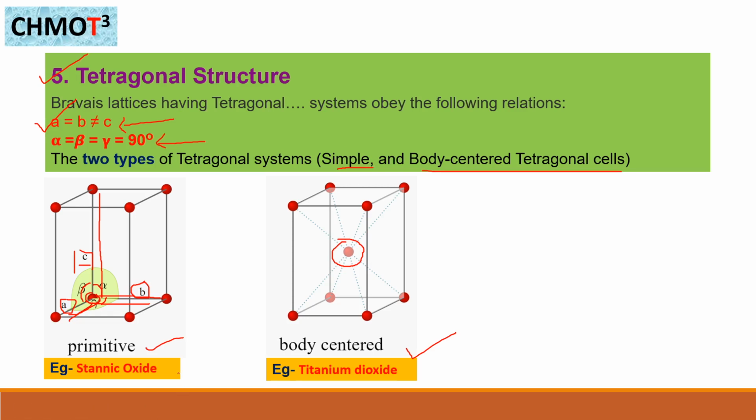Stannic oxide is the famous example of primitive or simple tetragonal cell, stannic oxide, or we can say SnO2. And another example for the body centered tetragonal cell is titanium oxide, that is TiO2. This is the famous example for body centered tetragonal cell. So this is the tetragonal structure.